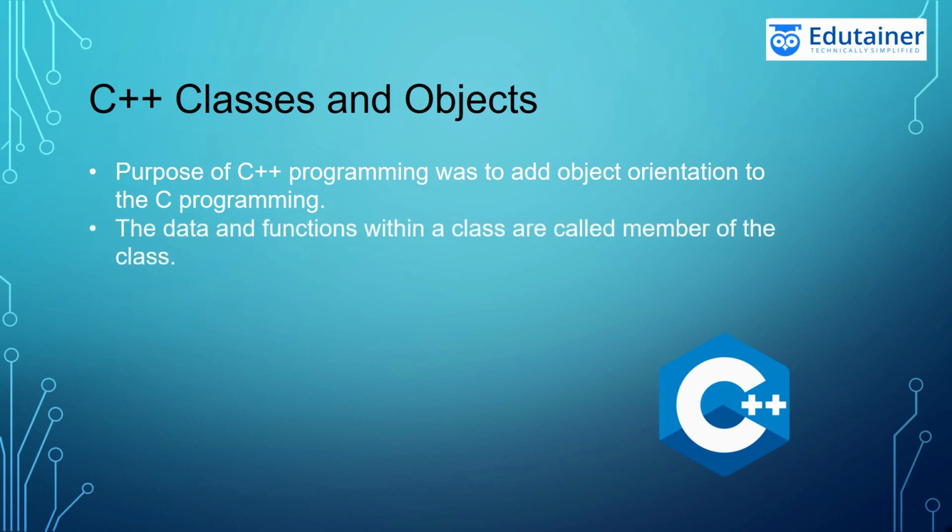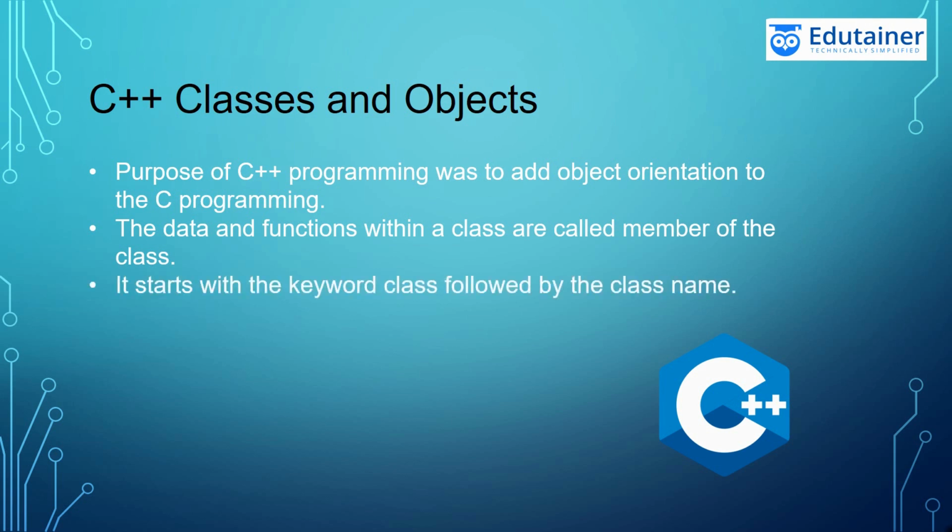The data and functions within a class are called the members of the class. So we all know that in object oriented we have classes and objects, and the data and the functions that are within a class are called the members of the class or member functions. It starts with the keyword class followed by the class name. The class is a keyword which is also a reserved word, so you cannot name a variable class. For example, you can see a syntax of class over here.